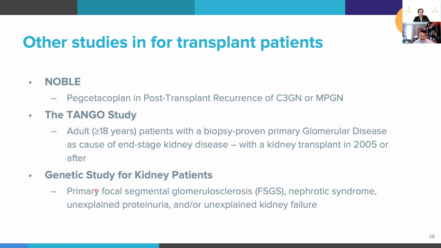And then finally, there's something called the genetic study for kidney disease that's being run out of Martin Pollock's lab up in Boston at Harvard. And they're looking for patients with primary FSGS, nephrotic syndrome, unexplained protein in the urine, and/or unexplained kidney failure. And again, asking simply for a blood sample to look at genetics that might contribute to kidney disease.